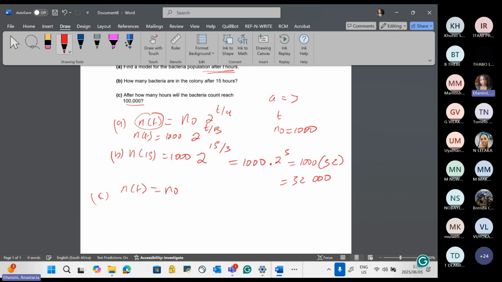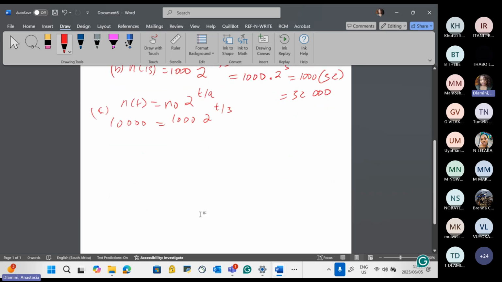This e is in my mind, guys. t over a. So then we put a 10,000 here. We're not using a calculator, so let's solve this. 1,000, 2^(t/3). Come on, no calculators. Even in your assignment, we're not using calculators.